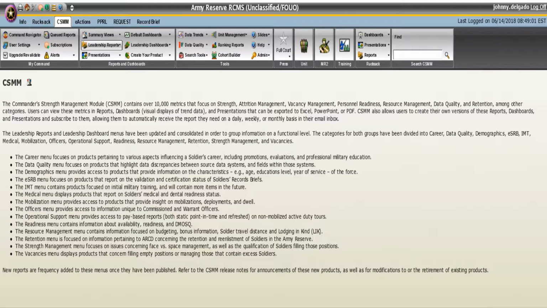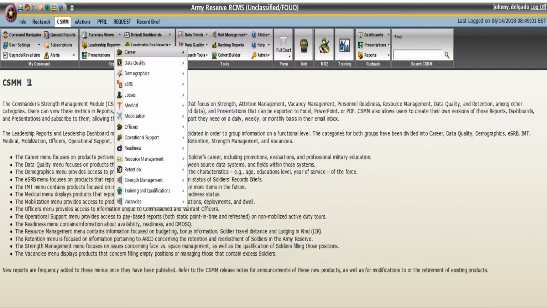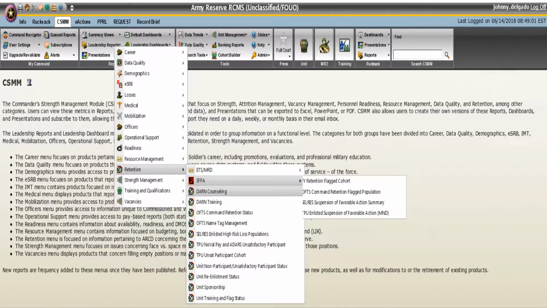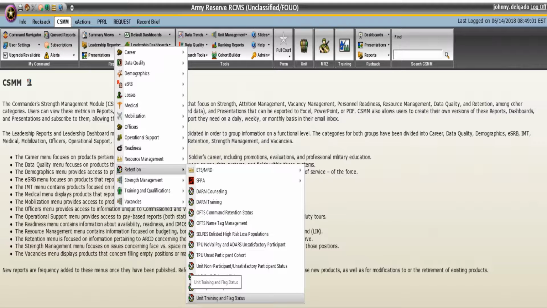So if you go here to your leadership reports, a little drop down will come out and you go down to your retention. I know this is a funny place to put training and flag status, but I guess flags would definitely be applicable to retention, and that's why they got it there. Like I said, CSMM has a lot of information. Some of the stuff is lost in the source, but nonetheless you can find it if you go digging, and all the information out there you can use.